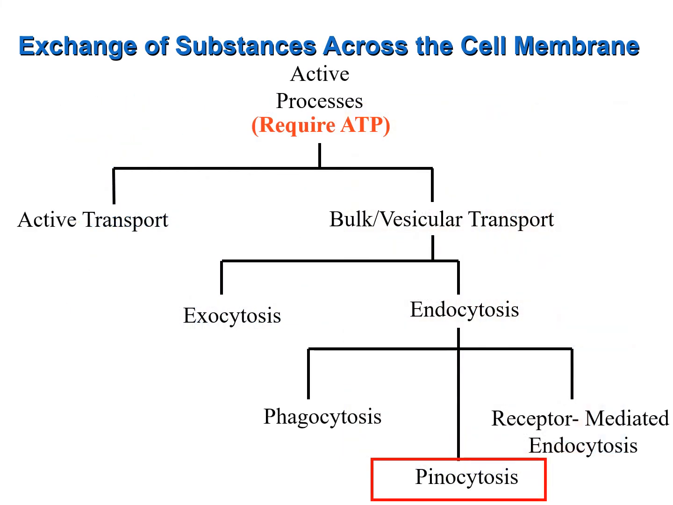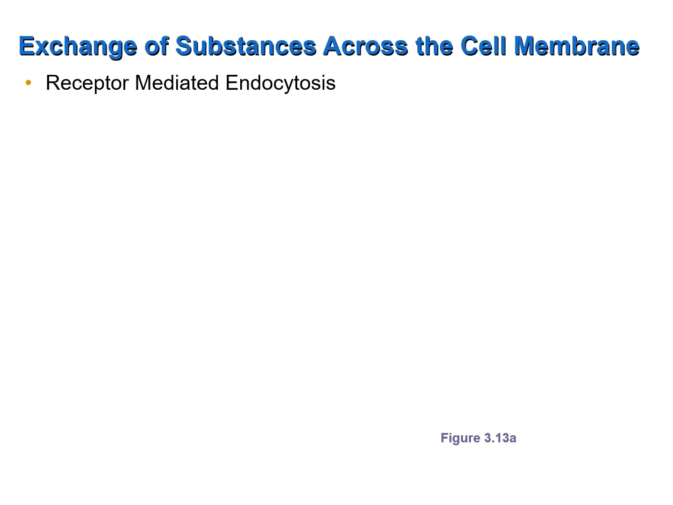The third process by which substances outside the cell can be ingested by the cell using vesicles is called receptor-mediated endocytosis. If a cell wishes to target a specific substance in the extracellular fluid for ingestion, it can do so using receptor-mediated endocytosis.